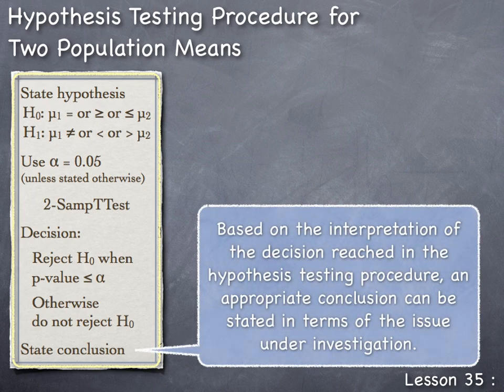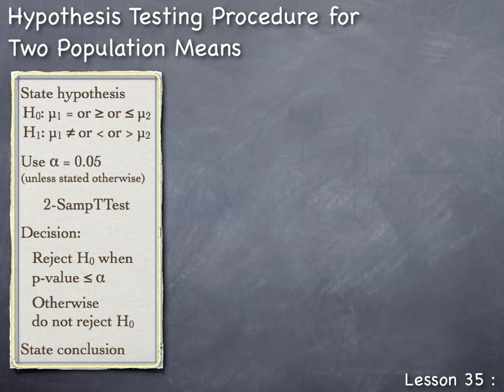So, based on the interpretation of the decision reached in the hypothesis testing procedure, that is, whether we reject H0 or do not reject H0, the last step in the hypothesis test procedure is to state an appropriate conclusion in terms of the issue under investigation. That is, using words of the problem to interpret the result of the decision. The following examples will help demonstrate a hypothesis test procedure for two population means.